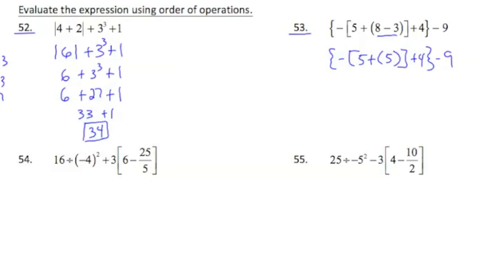Okay, still working inside those brackets. I'm going to add the 5 and 5 together next. That's going to give me 10 inside the brackets. Okay, now I'm working inside the braces, still trying to get that down to an answer. So I would say a negative 10 plus a positive 4. Negative 10 plus positive 4 is going to give me negative 6. Finally, the last step to that problem is a negative 6 minus 9. Well, I can think of that as a negative 6 plus a negative 9, which would give me a negative 15.